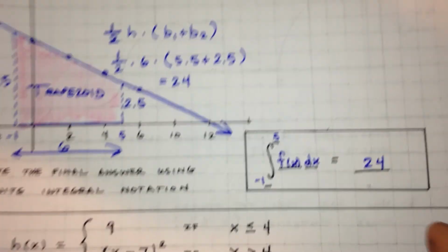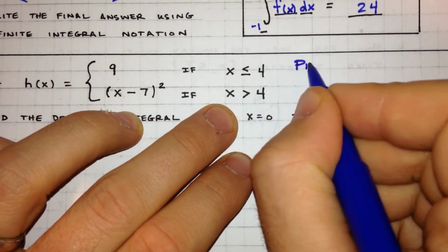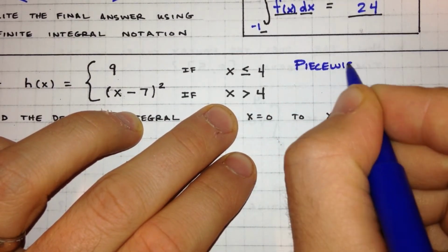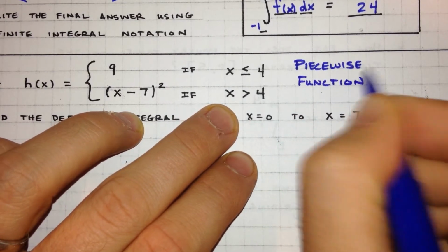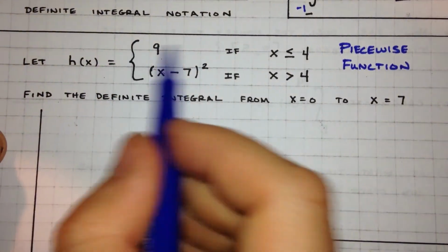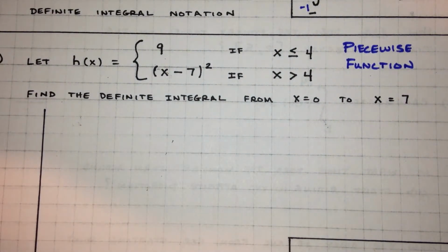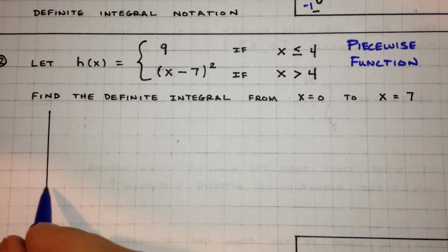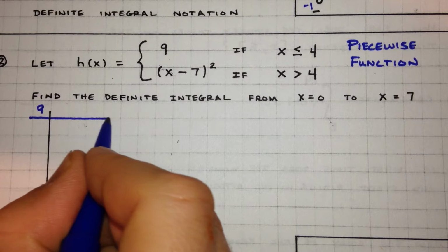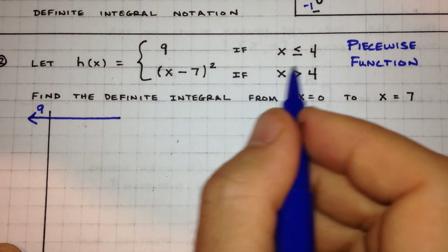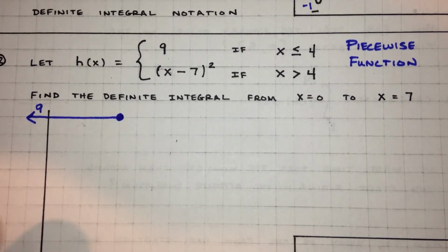Let's look at another example. This right here is called a piecewise function. And so it splits at 4, and this is telling us that until we get to 4, the function always has a value of 9. 1, 2, 3, 4, 5, 6, 7, 8, 9. And then at x equals 4, it also has a value of 9.